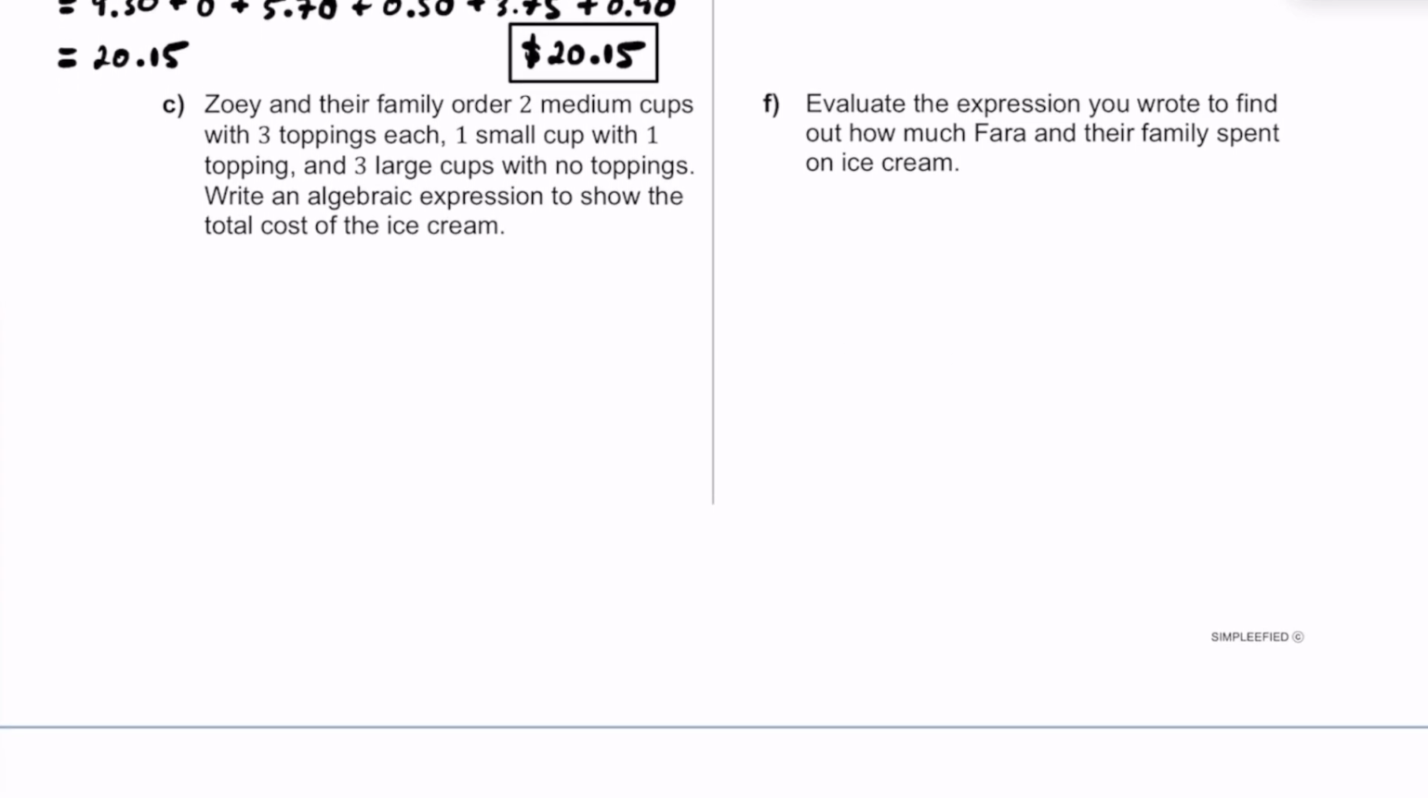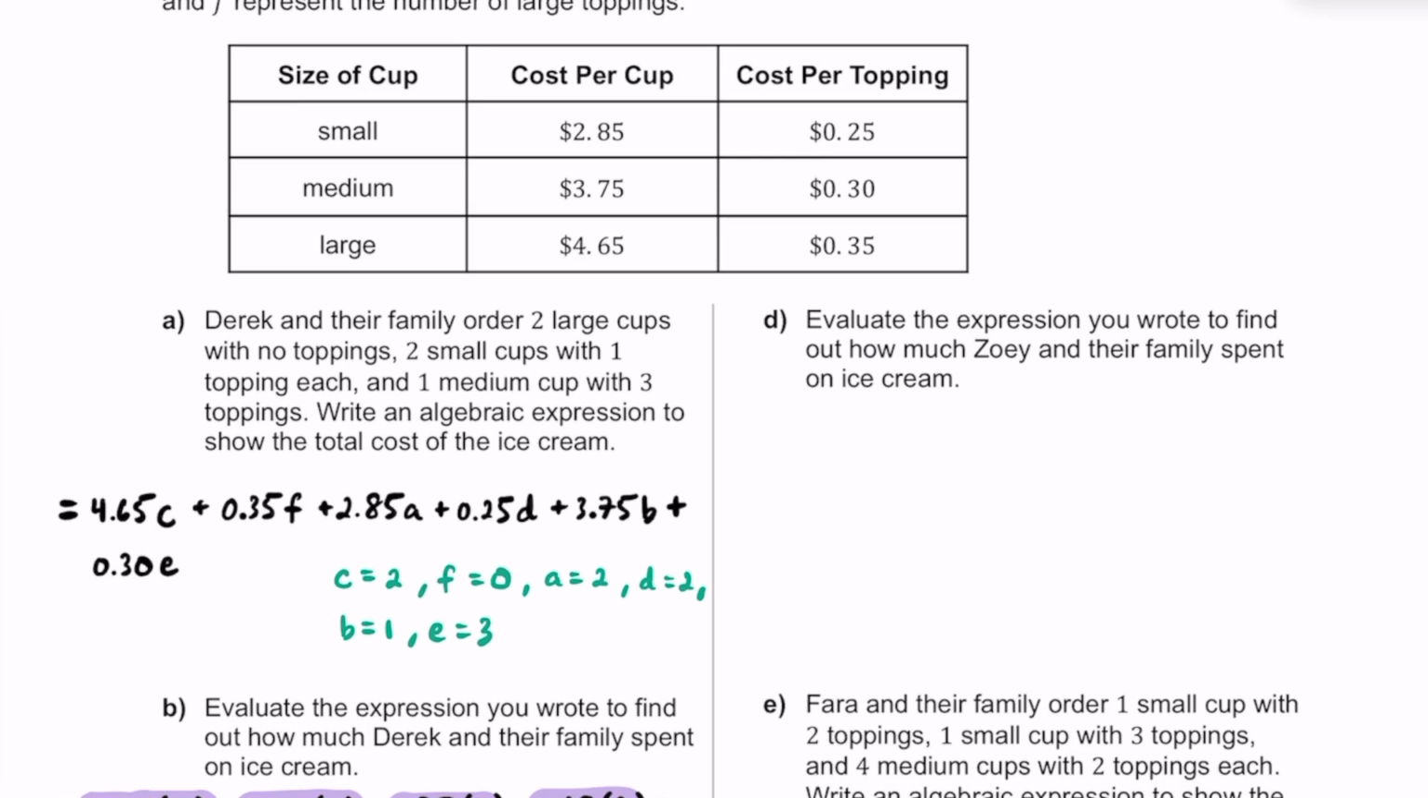So in this case, Zoe and their family ordered 2 medium cups with 3 toppings each, 1 small cup with 1 topping, and 3 large cups with no toppings. Let's go ahead and write an algebraic expression here. This one has to have variables, okay? Let's do 2 medium cups first. What's the price of a medium cup? The price of a medium cup is $3.75.